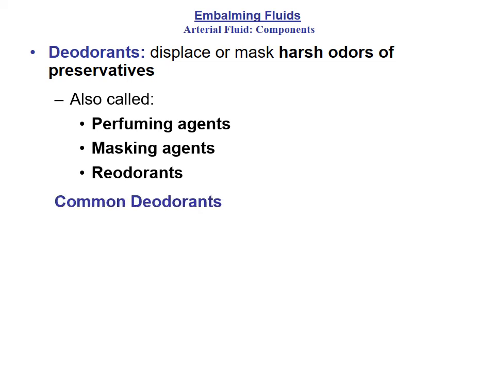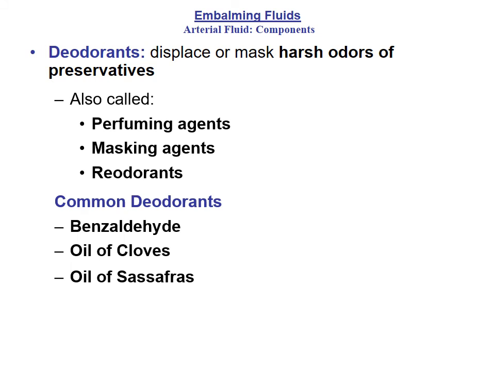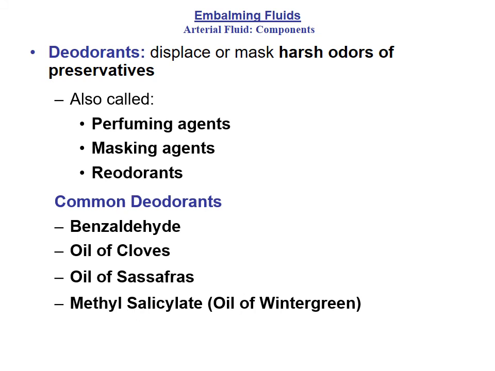And common ones that you might find would be things like benzaldehyde, which is a benzene derivative of an aldehyde. It smells like almonds. Oil of cloves is a derivative of what's called eugenol. Oil of sassafras is a derivative of safrole. And then methyl salicylate, or oil of wintergreen, which is the ester of methyl alcohol and salicylic acid. It smells like wintergreen. Again, these are designed to cover the smell of chemical, not of decomposition.